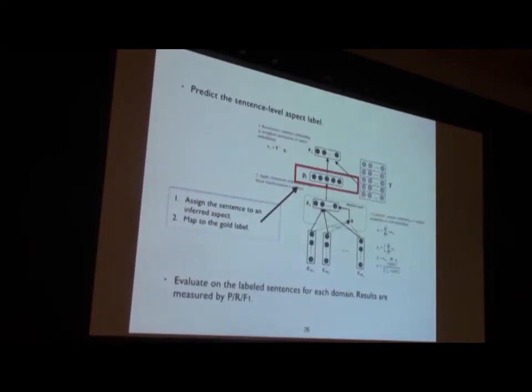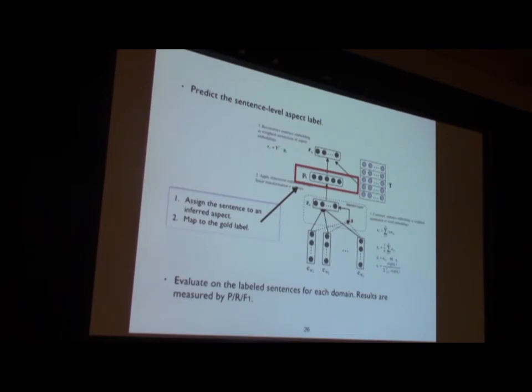For an input sentence, our model will first assign it to an inferred aspect, which corresponds to the highest weight in p_t, as p_t represents the probability distribution over aspects of the input sentence. Then a gold label would be assigned based on the mapping from inferred aspects to the gold labels. And we evaluate this task based on the labeled sentences for each corpus. The evaluation criterion is to judge how well the predictions match the true labels.